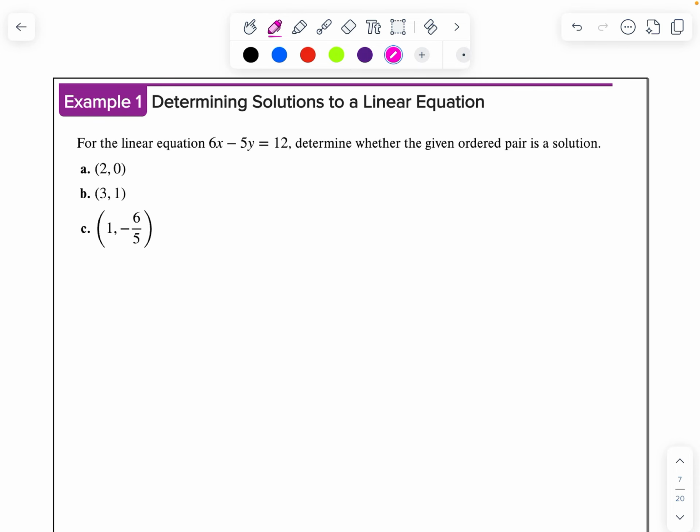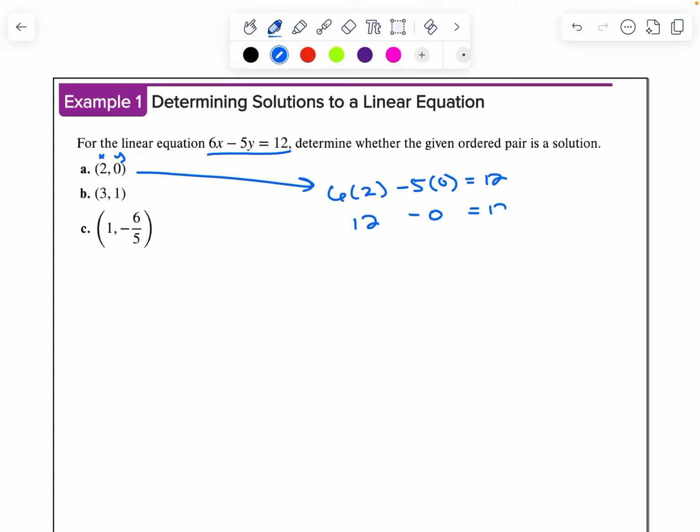All right, for the linear equation 6x minus 5y equals 12, determine whether each point is a solution. Here's how you tell if it's a solution. You have an x comma y. Remember, it's in order, x, y. You're going to sub those in. 6 times x minus 5 times y equals 12. I'm subbing it into this equation here. 6 times 2 is 12, minus 0 equals 12. 12 equals 12. If you get a true statement, then you have a solution. That means the point 2, 0 is a solution.